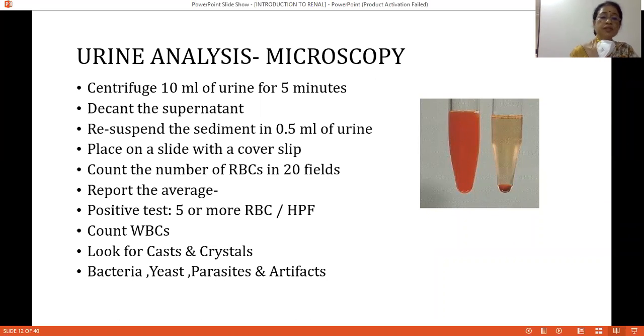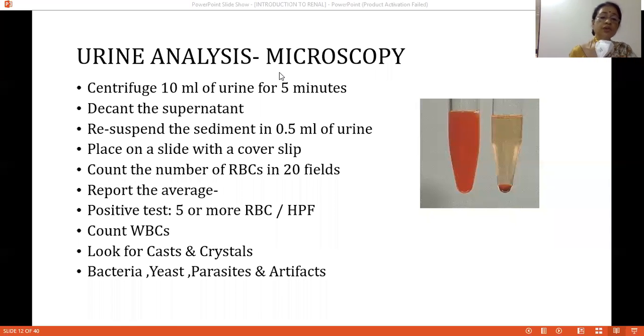So you take 10 ml urine for 5 minutes. You centrifuge it. After that, you decant the supernatant. After that, in the sediment, you add 0.5 ml urine, then place it on a slide with a cover slip, and you see the number of RBC in 20 fields. If 5 or more RBC are present in one high power field, that means hematuria is present. That means it is microscopic hematuria.